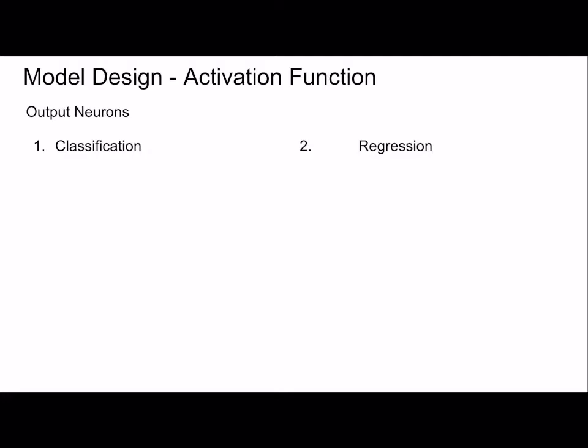So the first activation function that we're going to talk about is the sigmoid function that you all already know about. So for k classes, if k equals 2, then we can use the sigmoid function.